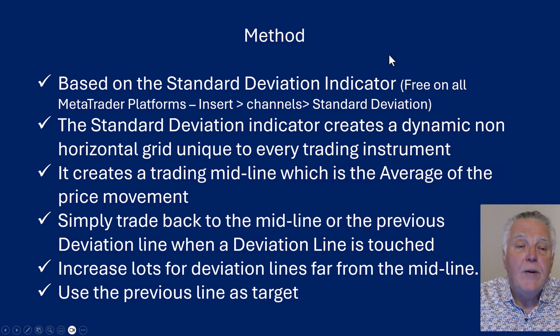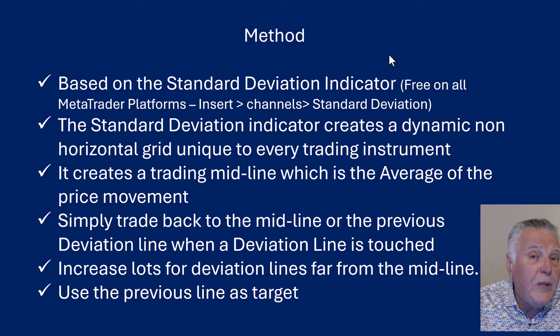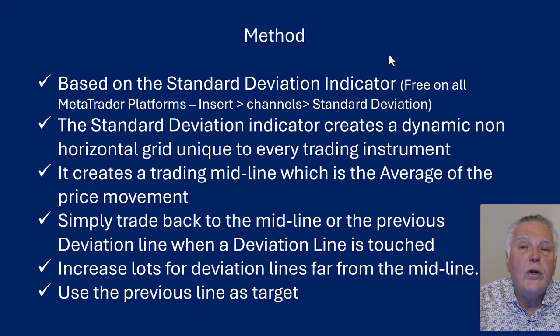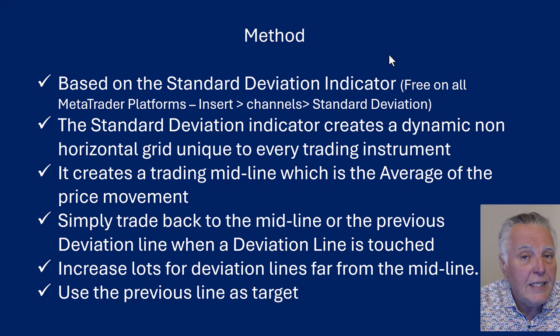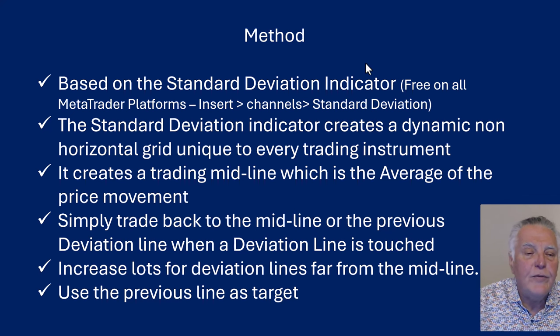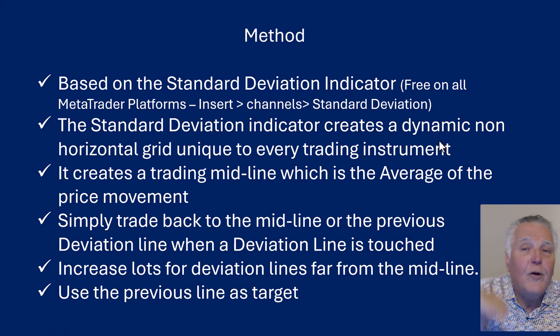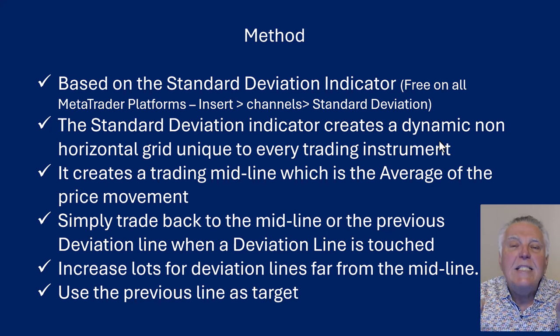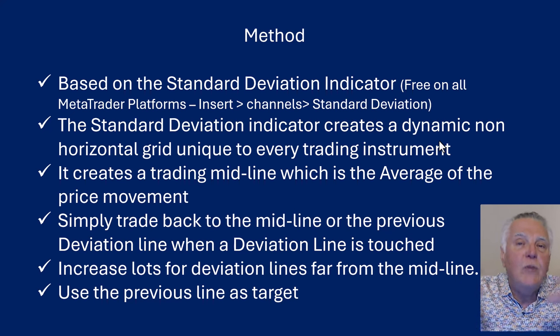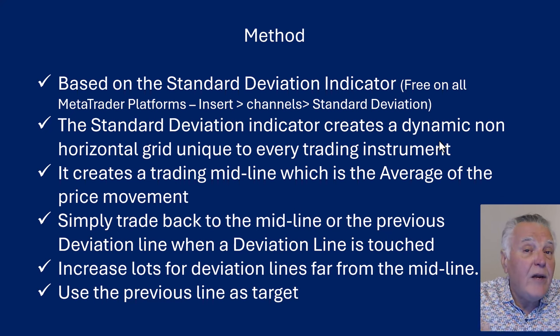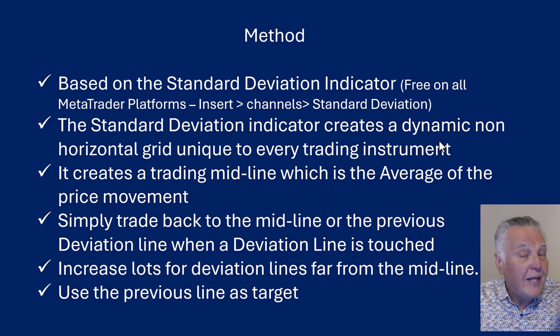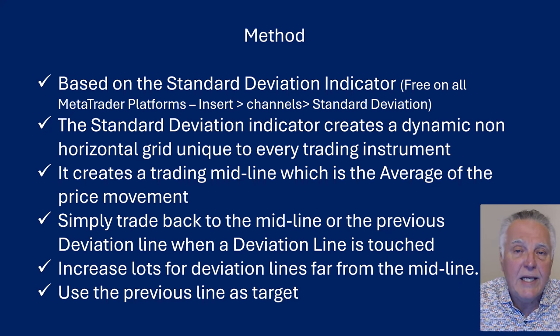So let's go through the method. Firstly, it's based on the standard deviation indicator. It's a free indicator, as I said, on all MetaTrader platforms. All you do is go to insert, channels, and then you'll download the standard deviation. It will be a little different to what I've shown you because I have done a couple of things to it, but it is basically the one that I've used. The standard deviation creates a dynamic, non-horizontal grid, you saw that it wasn't horizontal, that is unique to every currency. Every currency has its own vibration rate, and that's why the standard deviations vary from currency to currency. Again, you don't need to worry about that. That indicator does it for you.